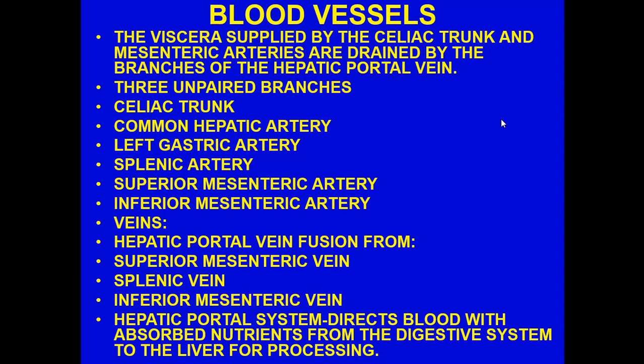The superior mesenteric artery, you have the inferior mesenteric artery, and then we have veins. The hepatic portal vein is formed by the fusion of the superior mesenteric vein, the splenic vein, and the inferior mesenteric vein. What you absolutely have to know, dead flat on top of it, is the hepatic portal vein. This is unique. It directs blood with absorbed nutrients from the digestive system to the liver for processing.